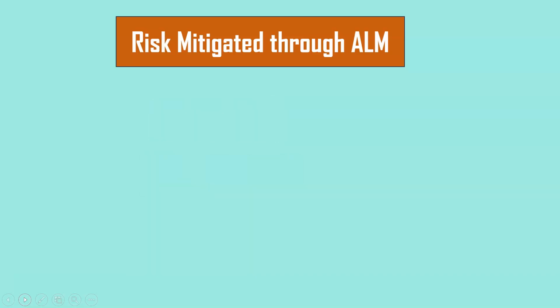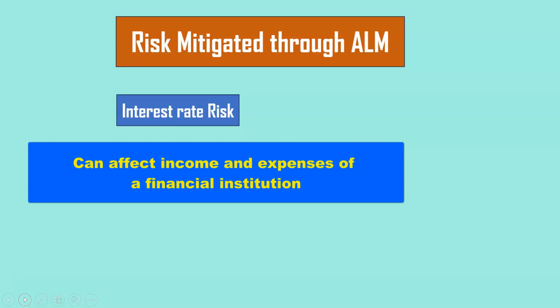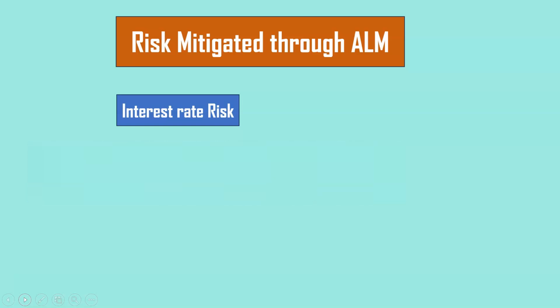In particular, the risks managed through the ALM process are: 1. Interest rate risk. One of the significant risks managed through ALM is interest rate risk. Interest rates can affect the income and expenses of financial institutions. For example, if a bank has more long-term fixed-rate loans than fixed-rate deposits, it might face challenges if interest rates rise.